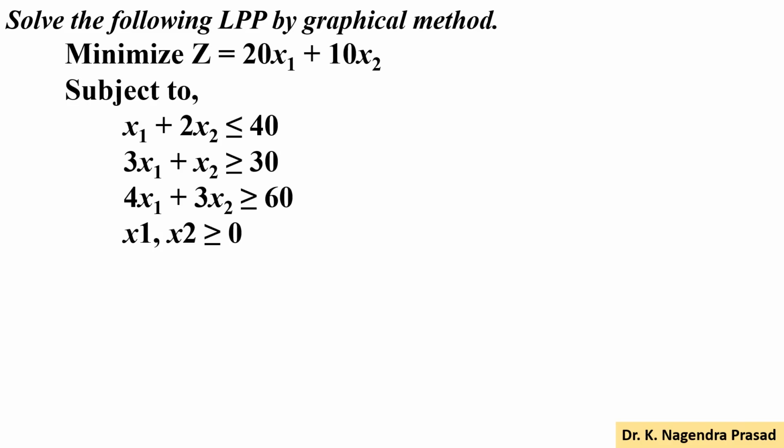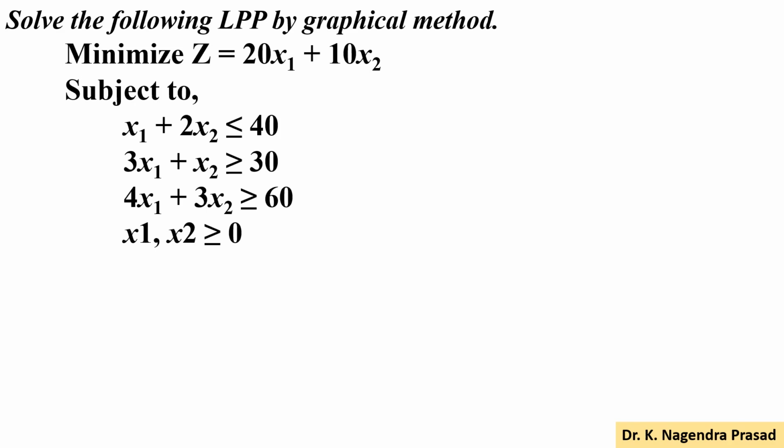In the present video, I will discuss how to solve the linear programming problem by graphical method. Let's see the problem. Solve the following linear programming problem by graphical method. Minimize z equal to 20x1 plus 10x2 subject to x1 plus 2x2 less than or equal to 40, 3x1 plus x2 greater than or equal to 30, 4x1 plus 3x2 greater than or equal to 60, and x1, x2 greater than or equal to 0.